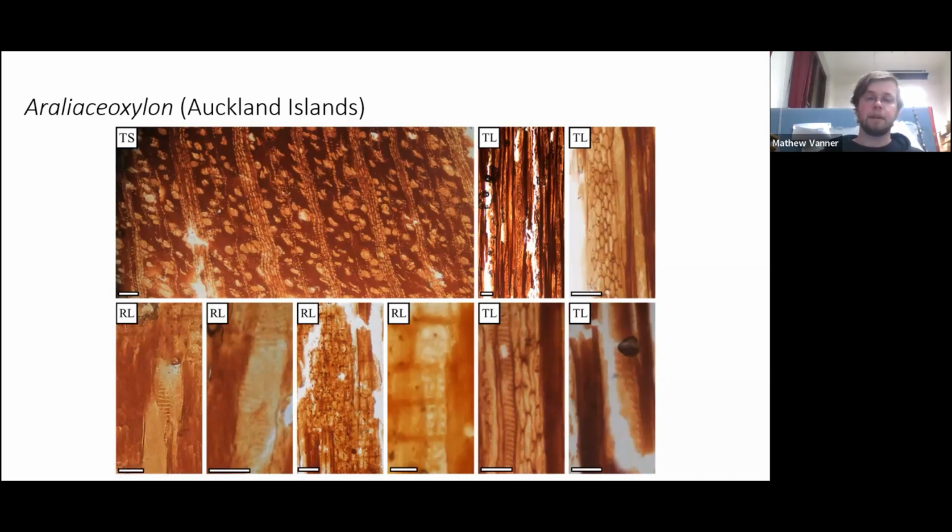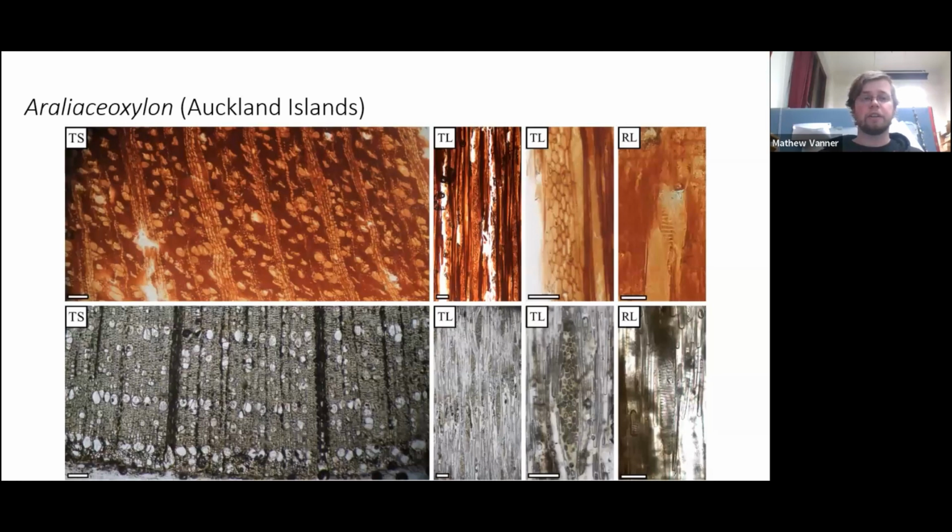So this sample really surprised me as to how well preserved it was, because if you look at the sample, it looks like a piece of poorly preserved lignite that's been sitting out on the surface of the ground for some time and has been really badly eroded.